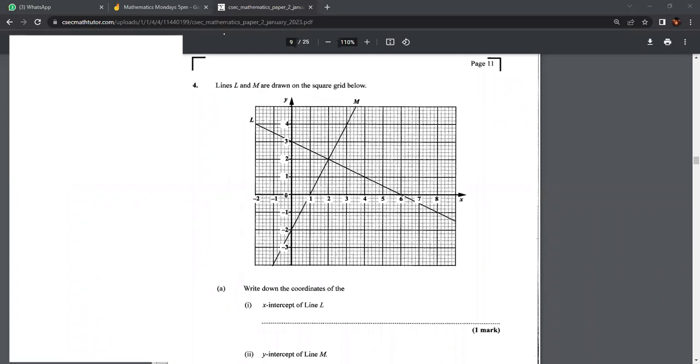So we're going to begin by looking at a graphs question. Now, what you have to remember is that you have your y-axis, which is vertical, and your x-axis, which is horizontal. This point here, where the x and the y-axis meet, is known as the origin, and it has the points 0, 0. So x is 0, y is 0 at that point.